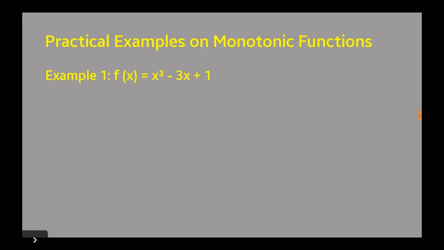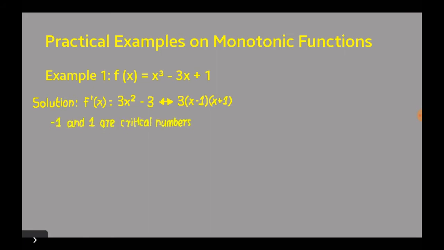Let's say f of x is equal to x cubed minus 3x plus 1. Before we identify, let's try to differentiate the function. We can differentiate it: f prime of x is 3x squared minus 3. So let's try to factorize it: 3 times x minus 1 times x plus 1. Let's divide by them. So minus 1 and 1 are critical numbers. You got it, how to sketch the graph like this.